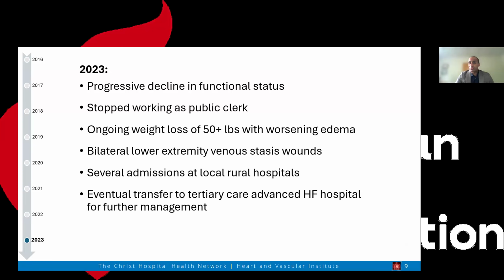She developed bilateral lower extremity venous stasis wounds, given how bad her lower extremity edema was, and again, had numerous admissions at local hospitals. Eventually, she was transferred to our hospital, the Christ Hospital in Cincinnati, Ohio, and we met her for the first time in mid-2023.